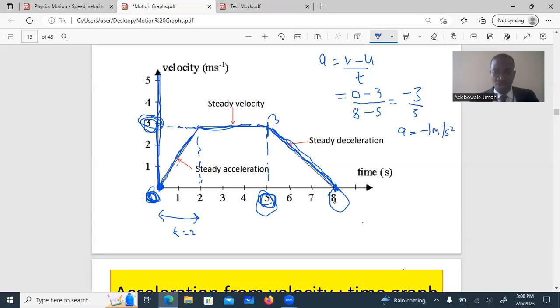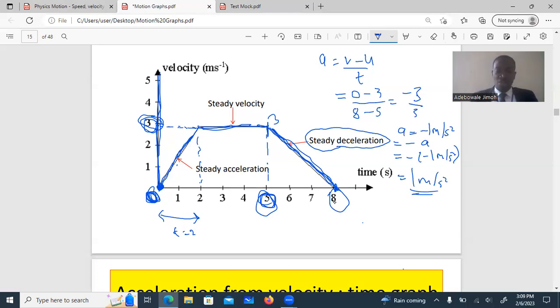But take note that we have to calculate the deceleration. Deceleration is equal to negative acceleration. Hence, your acceleration is minus 1 meters per second squared, and minus of minus 1 gives you 1 meters per second squared. So our deceleration is 1 meters per second squared.